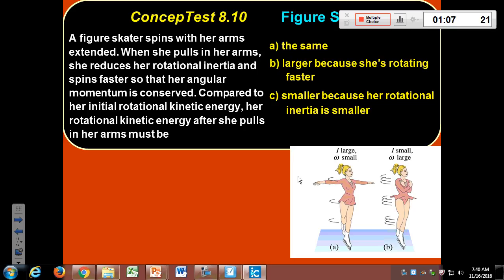So when she pulls her arms in, one, her rotational inertia gets smaller, and her rotational speed goes up. Kinetic energy is dependent upon both of those things. We want to know which of these has the greater effect, or do they cancel one another out? All right, we'll stop in about 8 seconds. I'll stop at 133.